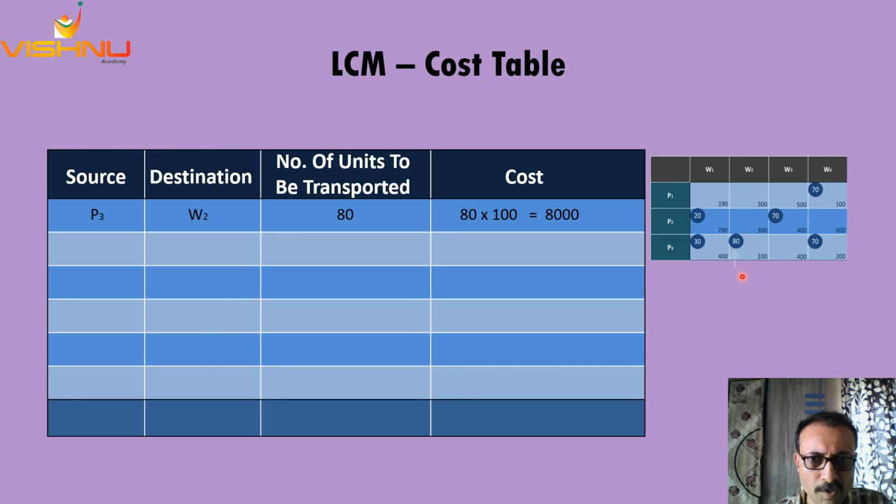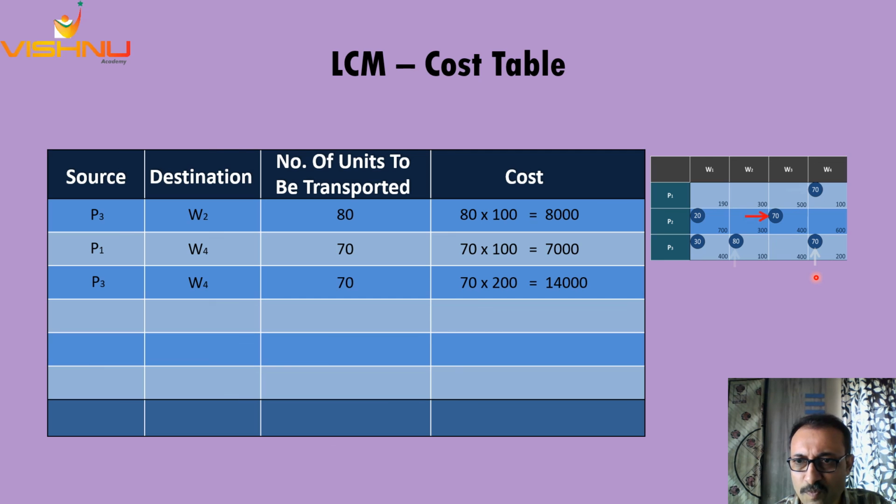Now that we are done with plotting it in the table for the first cell, let's move on to the next cell. So the second cell that we had identified for transportation was P1W4. We write it down again in the table. 70 units at 100 apiece, 7,000. The next was again as shown by this red flashing arrow, that is P3W4, 70 units, and cost would be 70 into 200.